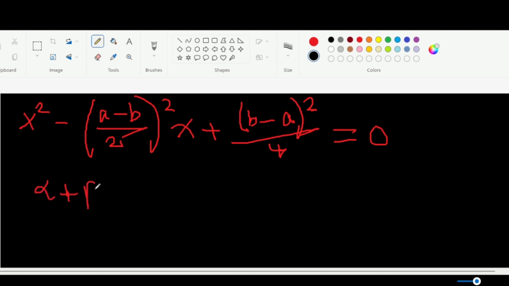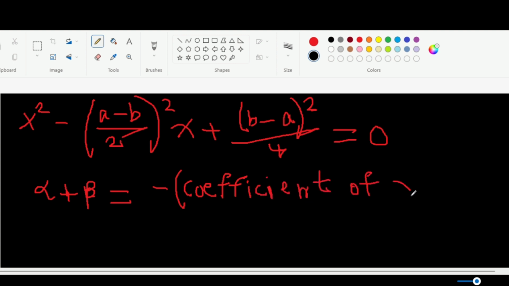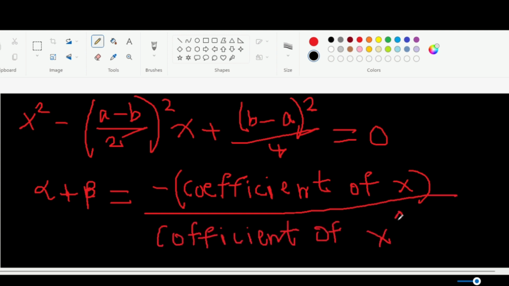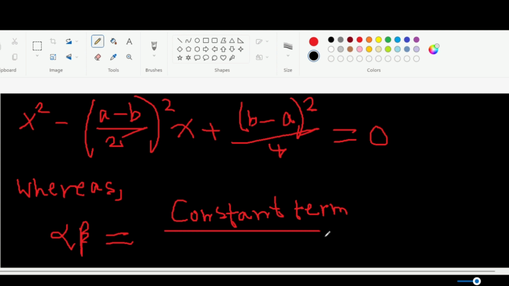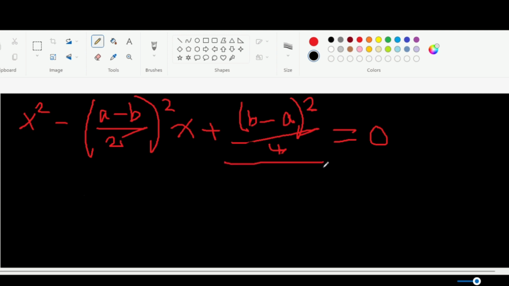Now, people who have a basic knowledge in polynomials might know that the sum of the roots, alpha plus beta, is equal to the negative of the coefficient of x divided by the coefficient of x square. Whereas the product of the roots, alpha beta, is equal to the constant term divided by the coefficient of x square. The term that is not associated with x square or x is known as the constant term.